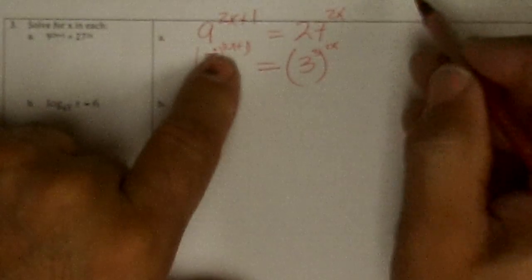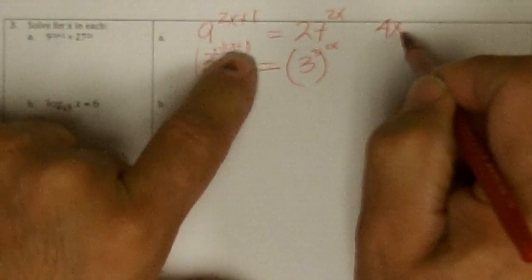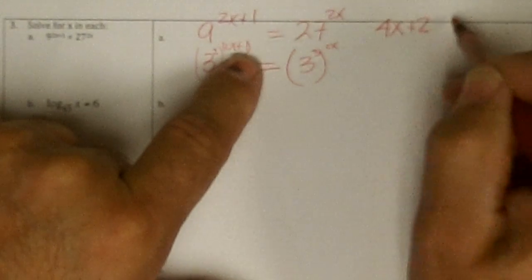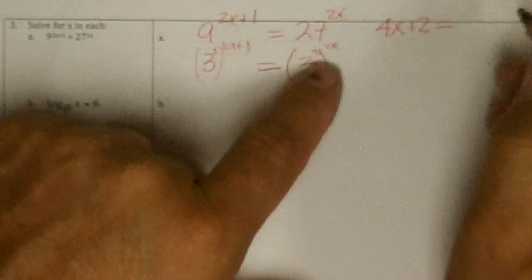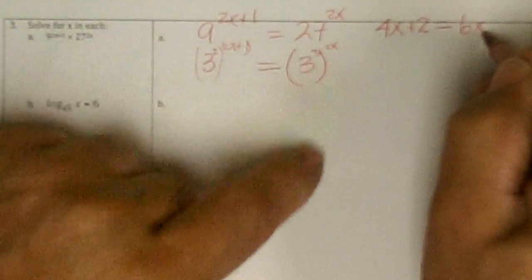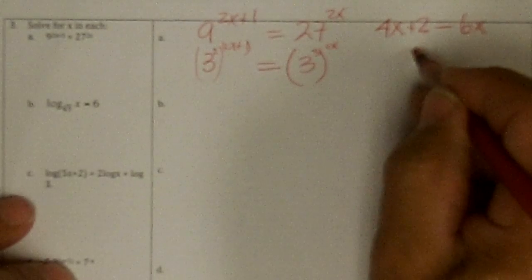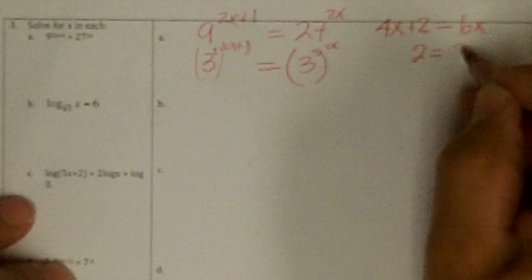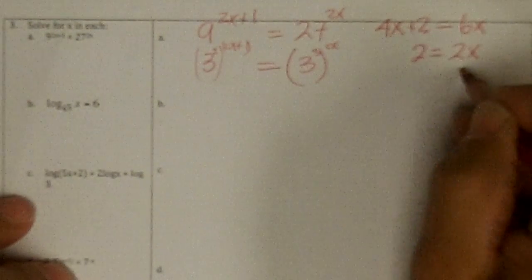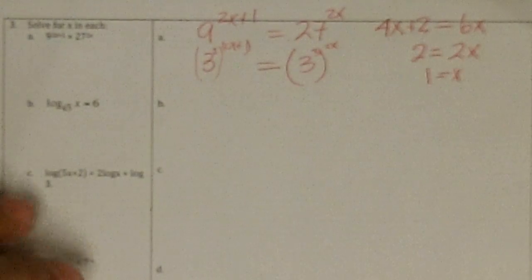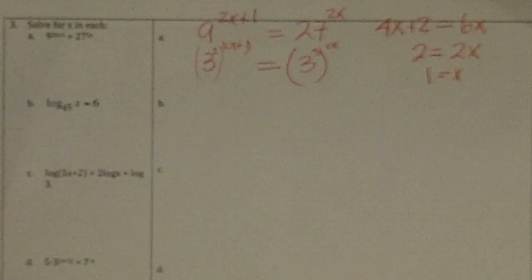So I'm going to get 4x plus 2 has to equal 6x. If I subtract 4x from both sides, I get 2 equals 2x, divide by 2, and I get x equals 1. Then I should check that.